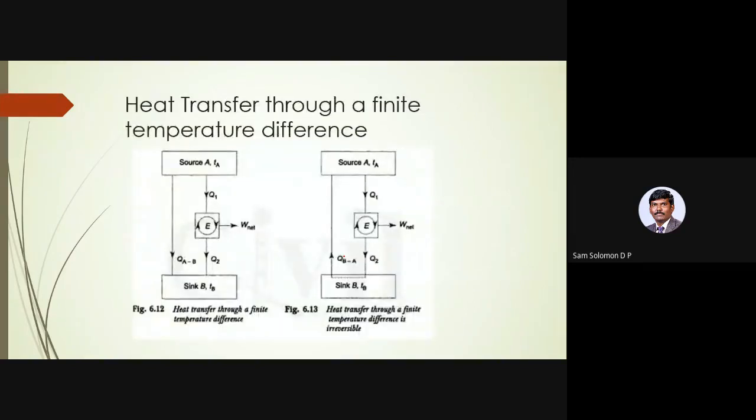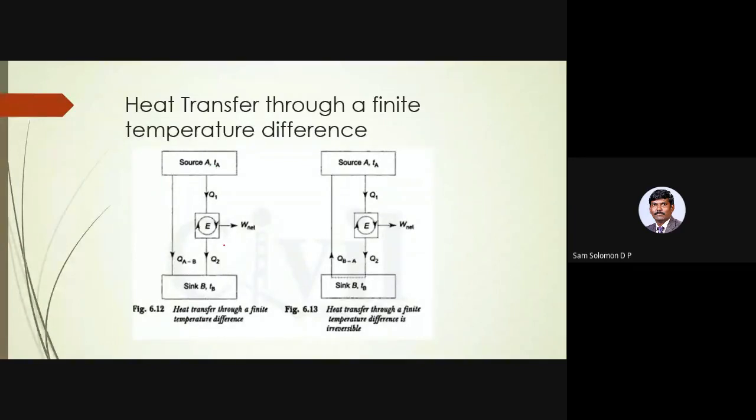And let's see the proof of it. Heat transfer through a finite temperature difference. The picture I have taken from Engineering Thermodynamics by P.K. Nag. So that is the reference. I have a reversible heat engine which operates between a source temperature TA and sink temperature TB. Q1 amount of heat is supplied by the source to the heat engine, and Q amount of heat is rejected to the sink. There is a heat engine which is operating between the source and the sink.